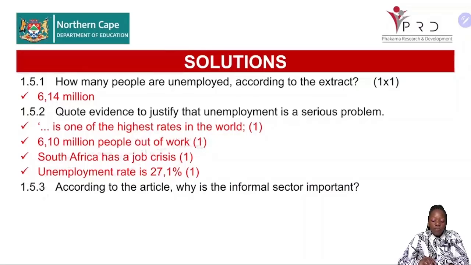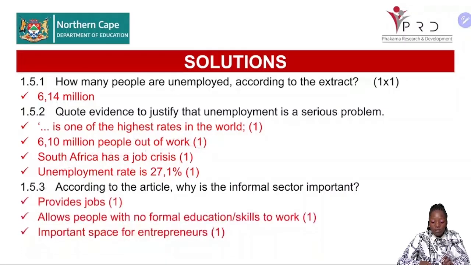Then lastly, we're looking at the unemployment rate is 27.1%. So any of the 4. Then, according to the article again, why is informal sector important? So it is important because it provides jobs, or it allows people with no formal education or skills to work. The important space for entrepreneurs. So any of the 3.